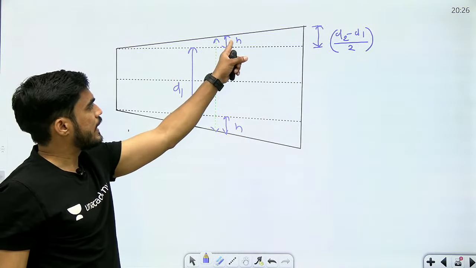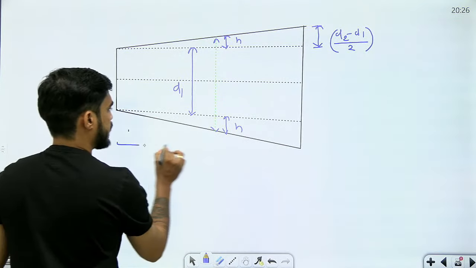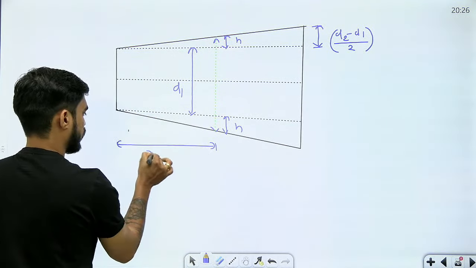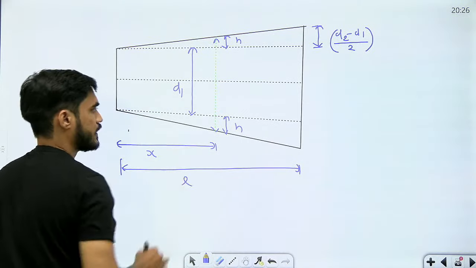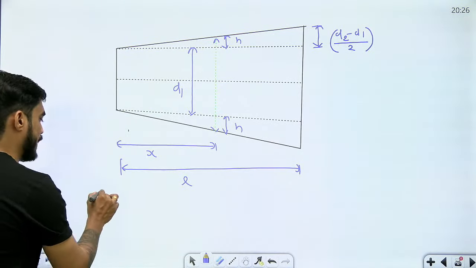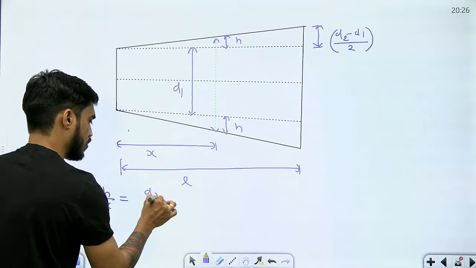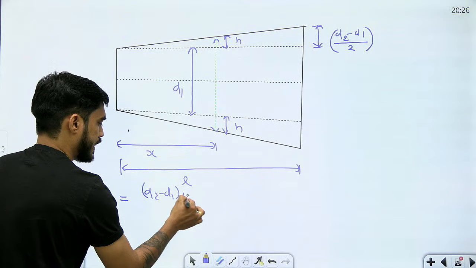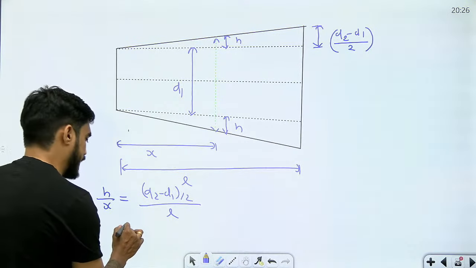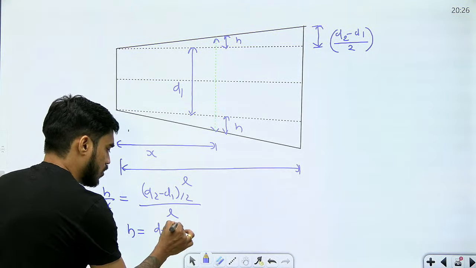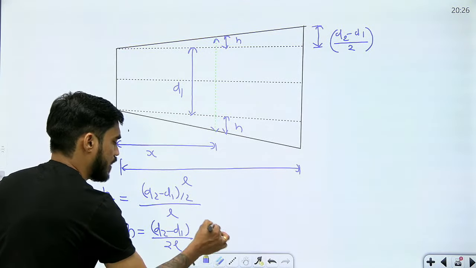Okay. So how can I calculate h beta? Similar triangle. This is x. This is L. So can I apply similar triangle? h by x equal to d2 minus d1 by 2 by L. So from here, how much is h? h equals d2 minus d1 by 2L into x.